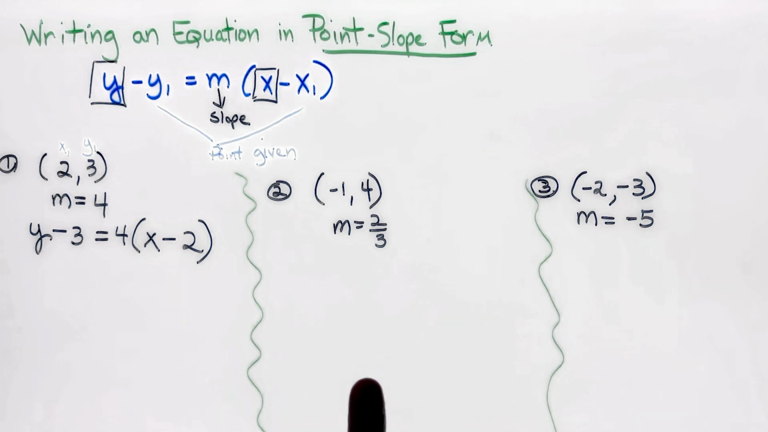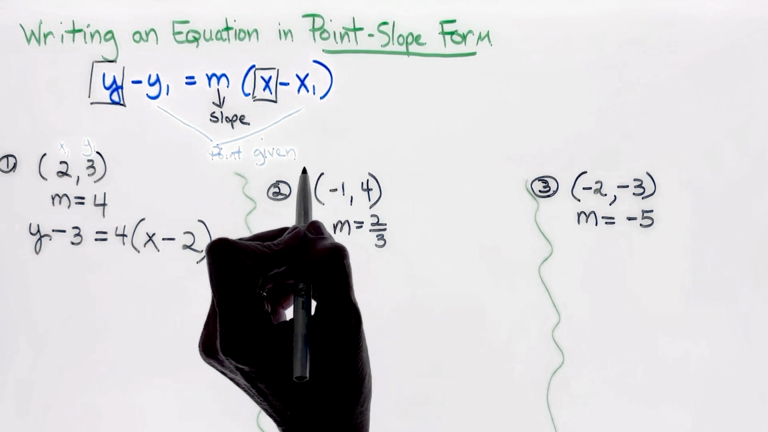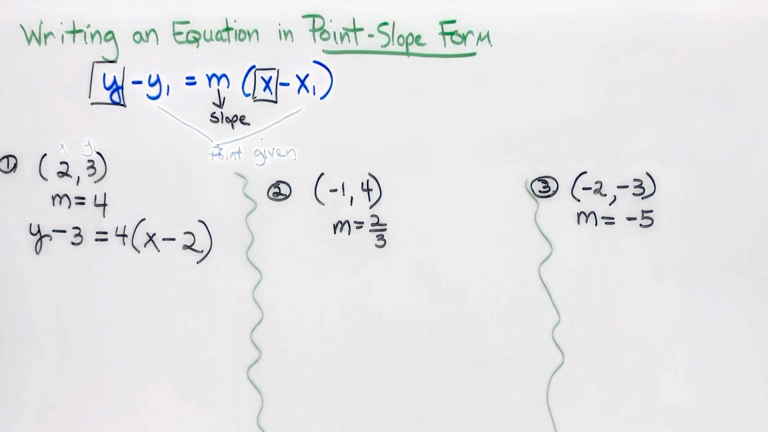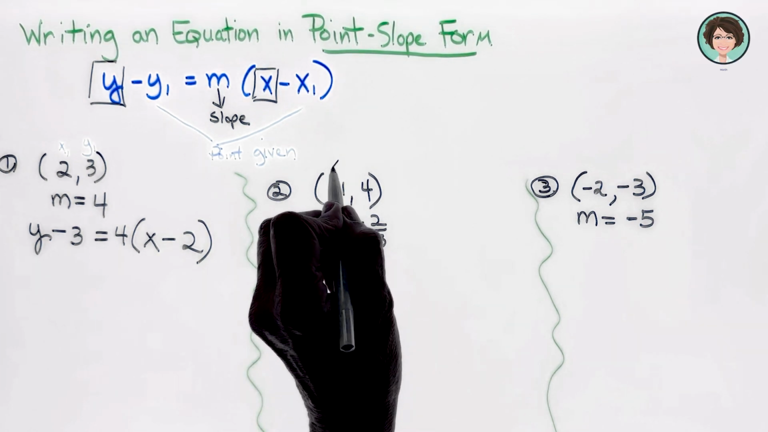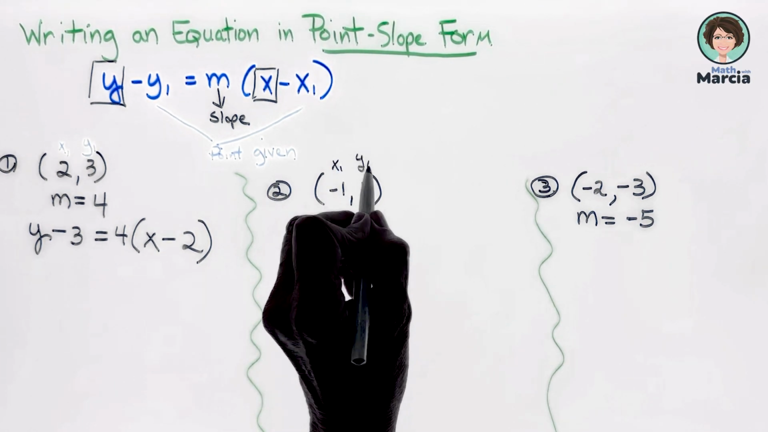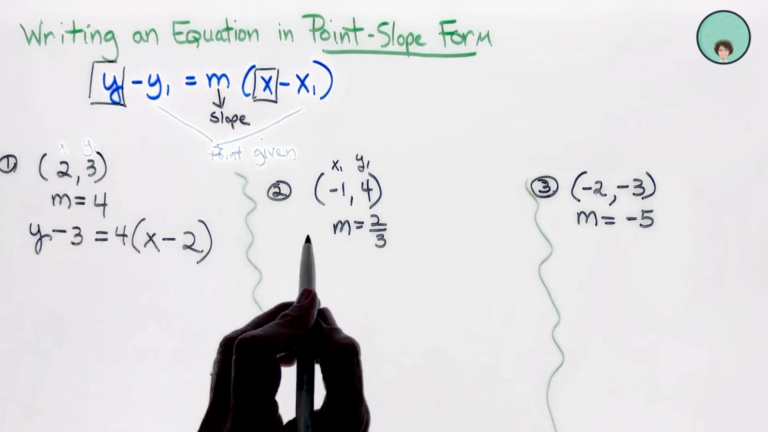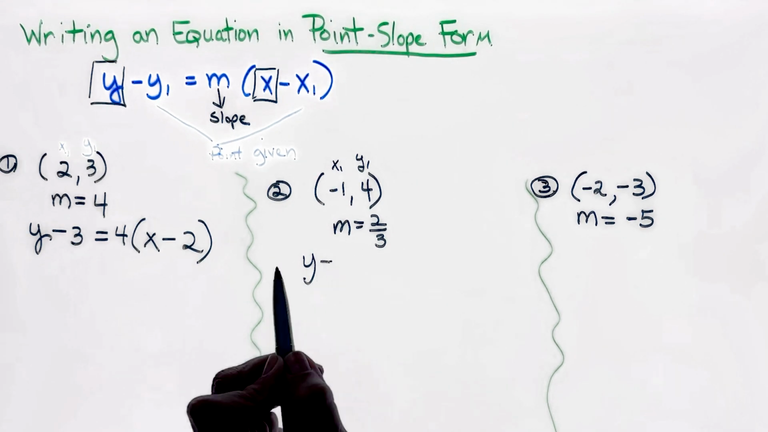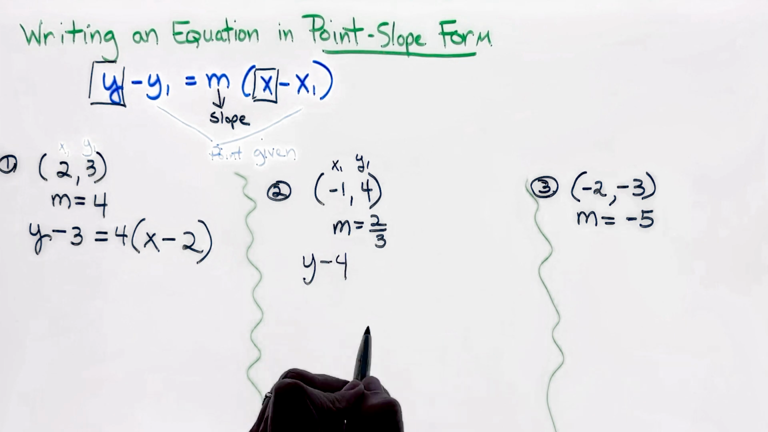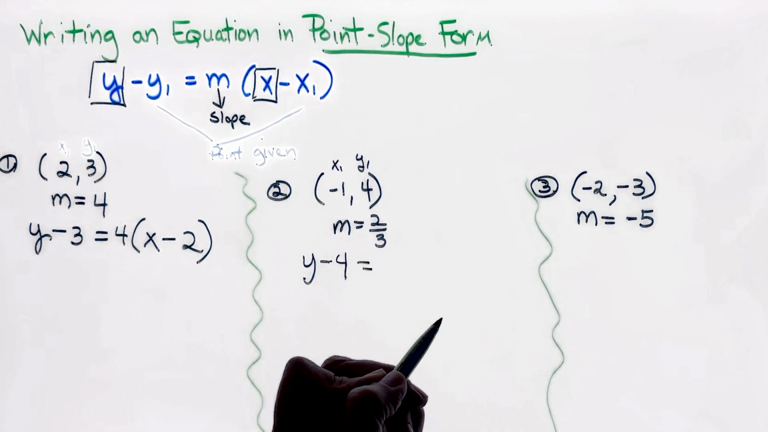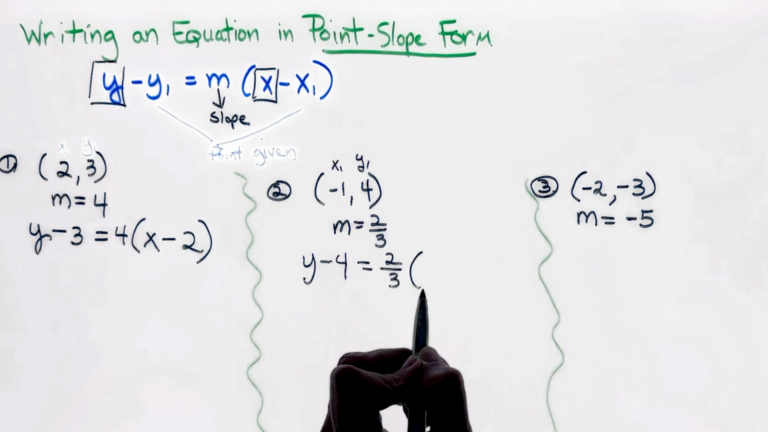So now let's write it where we actually have a negative value and see how that changes what we're going to be doing. So here is my x1 and here is my y. All right. So again, we know you have to have your y. So y minus y1 is, and your y1 is 4, equals, the slope is 2/3 times the quantity.